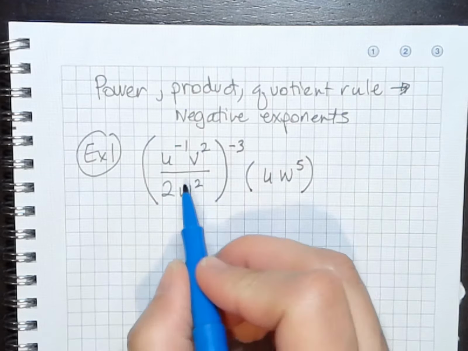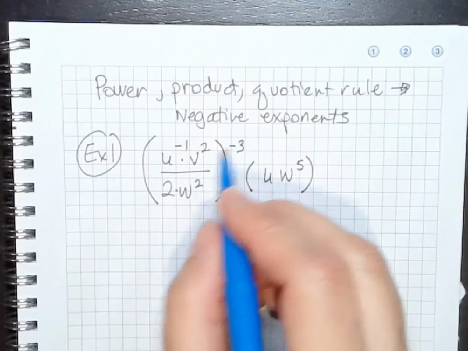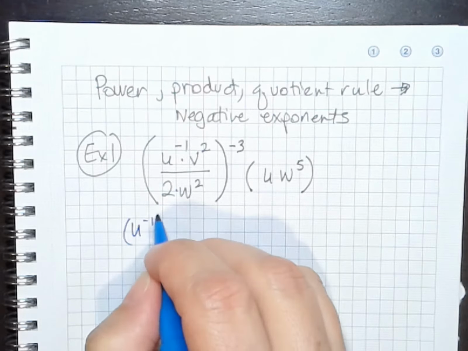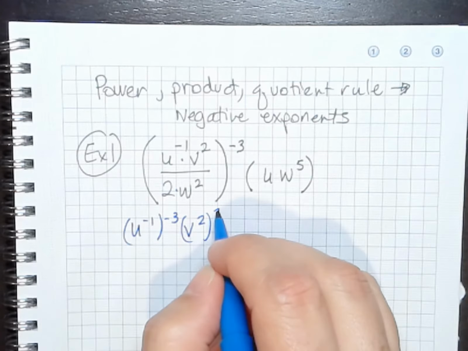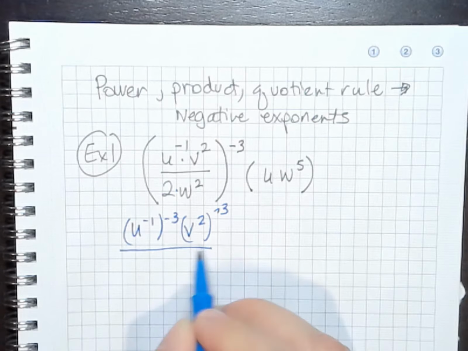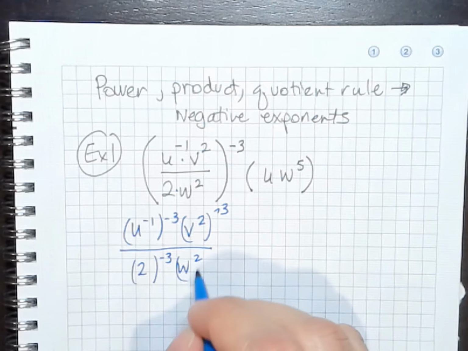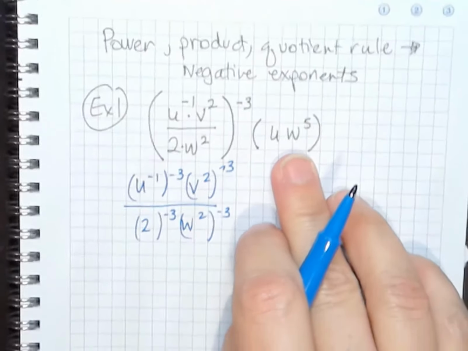Well, let's start off by taking each of the factors on the inside and raising them to the outside power. That's called the power of a product. So I'll take the u and I'll raise it to the -3. I'll take the v squared, raise it to the -3, over the 2 raised to the -3, and the w squared raised to the -3. I'm not going to do anything with this guy just yet. We'll hang on to him.